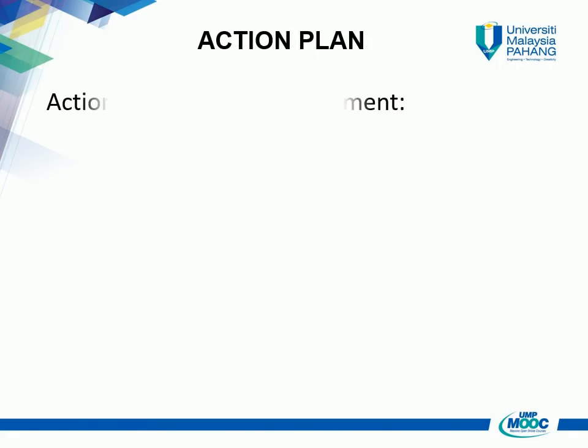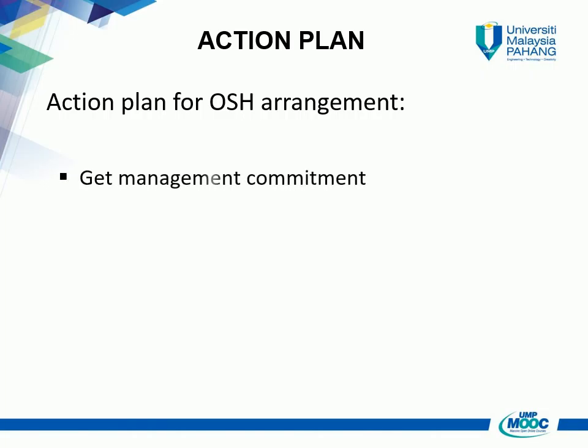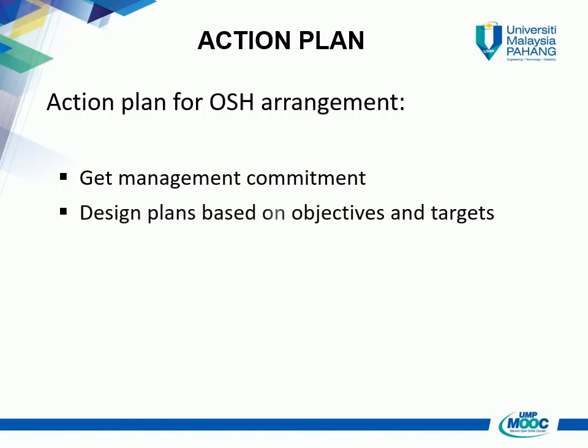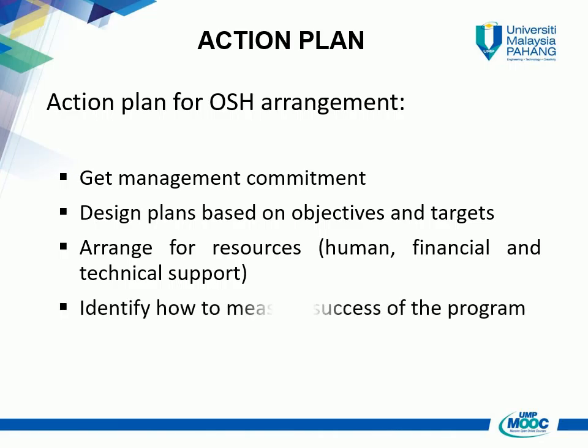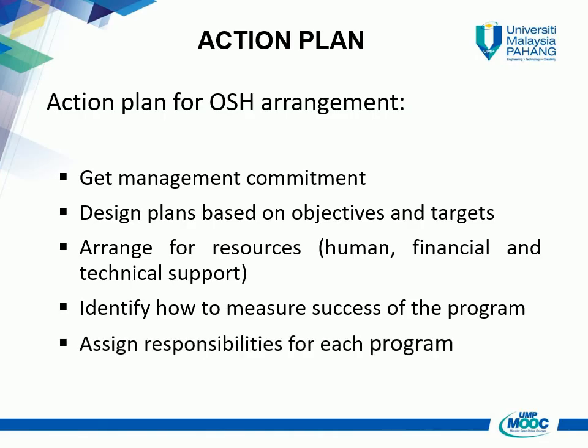These are the steps of action plan for OSH arrangement. Step number one, get management commitment. Step number two, design plans based on objectives and targets. Step number three, arrange for resources like human, financial, and technical support. Step number four, identify how to measure success of the program. And step number five, assign responsibilities for each program.